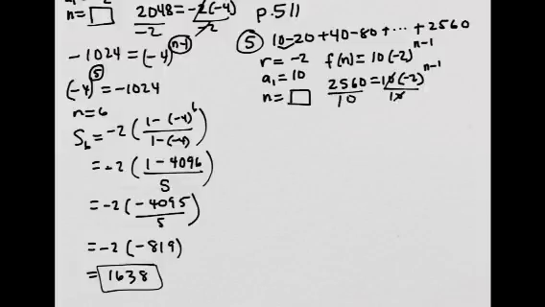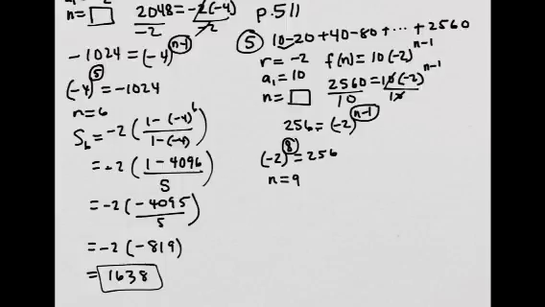So I get 256 equals negative 2 to the n minus 1. So now I'm going to just try different exponents for negative 2 to give me 256. Since I want a positive 256 and I have a base of negative 2, I'm going to try even powers of negative 2 to see what gives me 256. Negative 2 to the 8th power is 256. So that means 8 equals n minus 1, so n is 9.